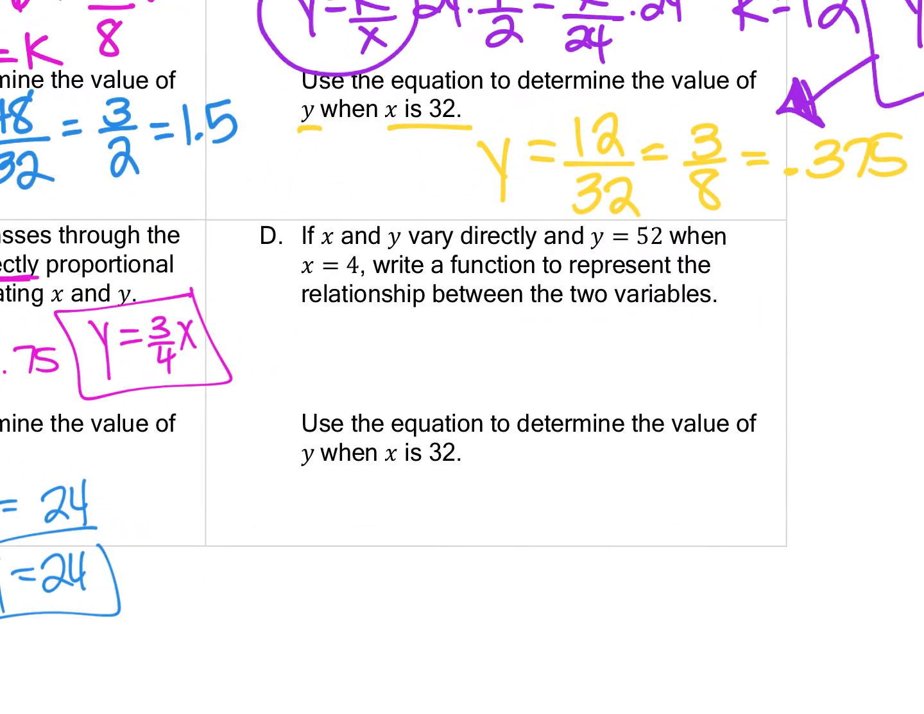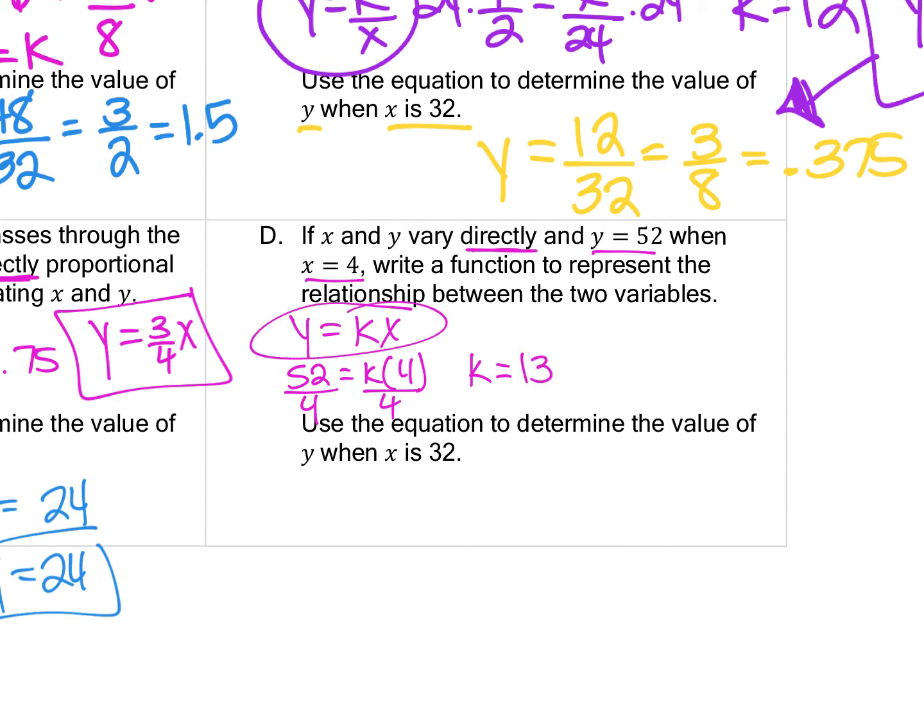So last example on this, it says if x and y vary directly, so y equals k times x, y is 52 and x is 4. Write a function to represent the relationship between the two variables. So I'm plugging in y is 52, x is 4, divide by 4, and then you get k equals 52 divided by 4, which is 13. So again, once you find your k, you need to plug it back into that equation. So it should just be y equals 13x.